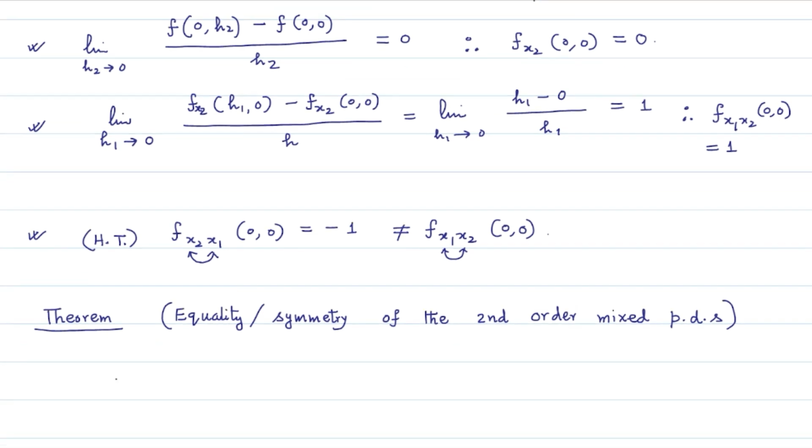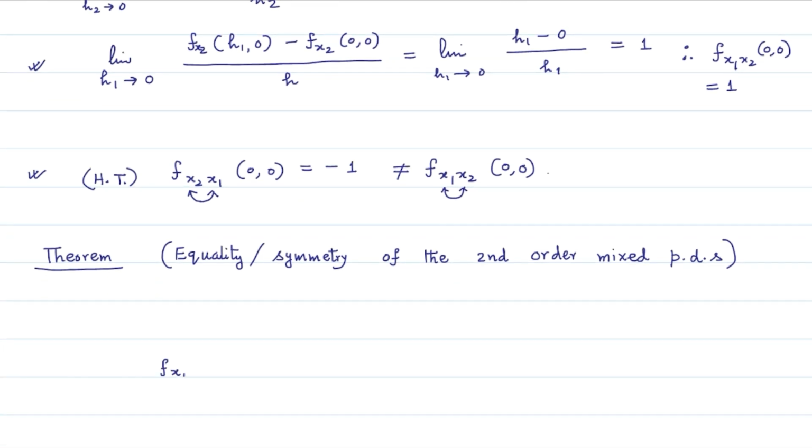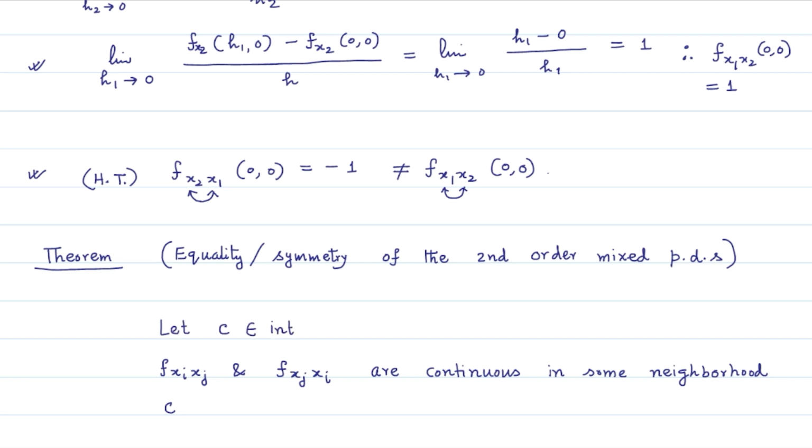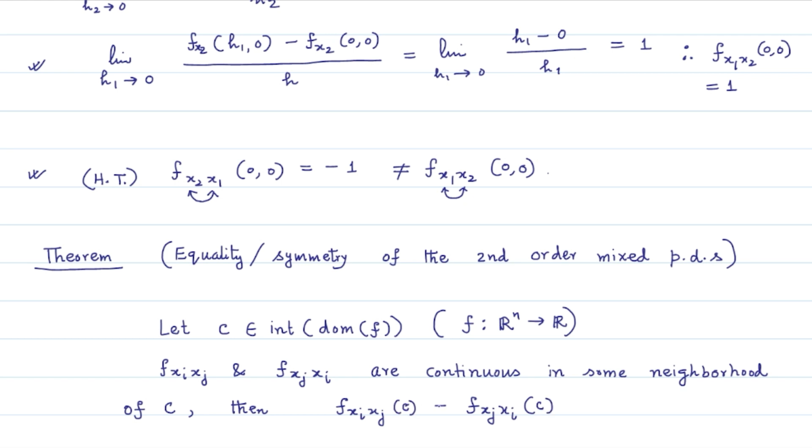that if two second order mixed partial derivatives, say f_xixj and f_xjxi, are continuous in some neighborhood of a point C, which is an interior point of the domain of definition of the function f, which is a function of n variables, then the mixed second order partial derivatives of the function f are equal at the point C.